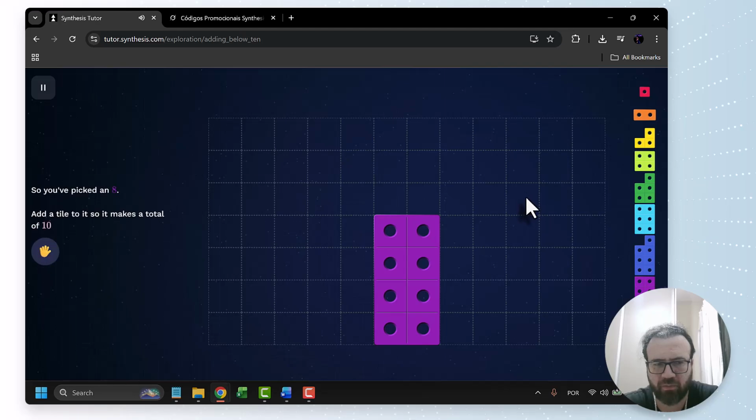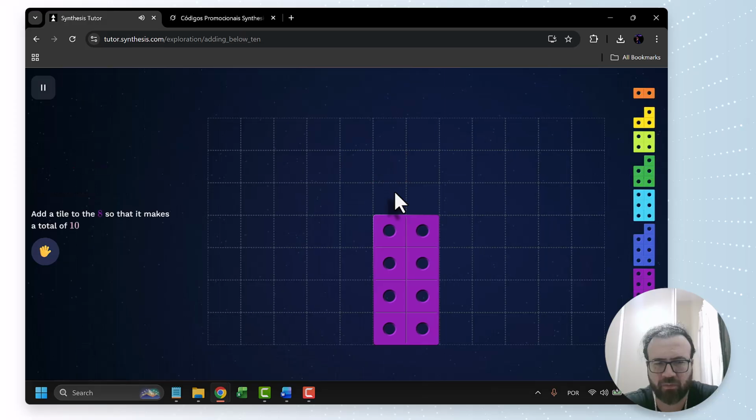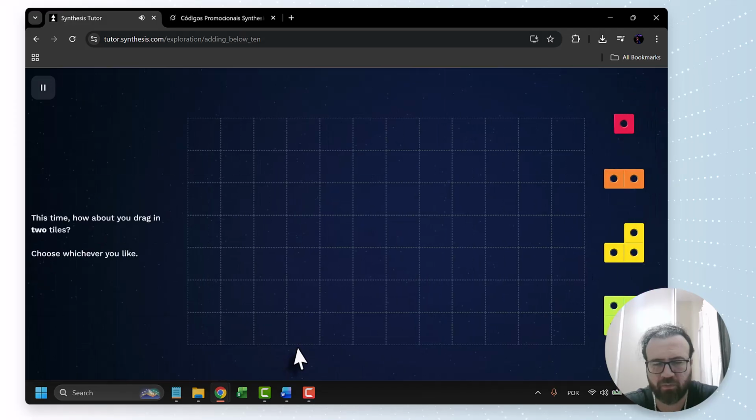Add a tile to it so it makes a total of 10. Need help? Tap this button. 8 and 1 make 9. Let's have another shot. Add a tile to the 8 so that it makes a total of 10. Remember, if you need help, tap this button. This time, how about you drag in 2 tiles?